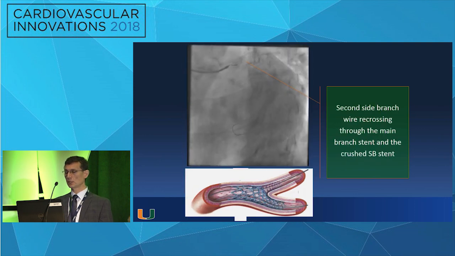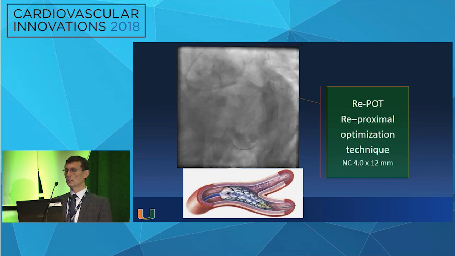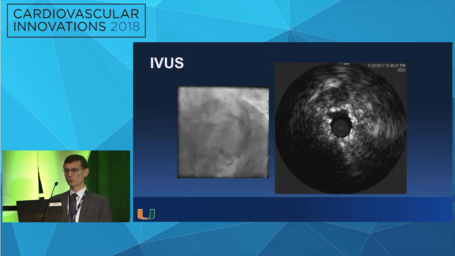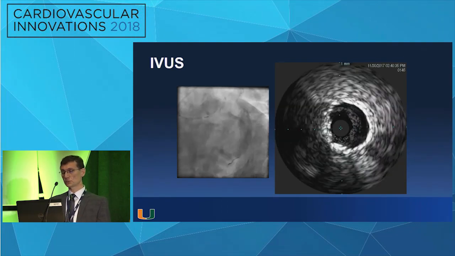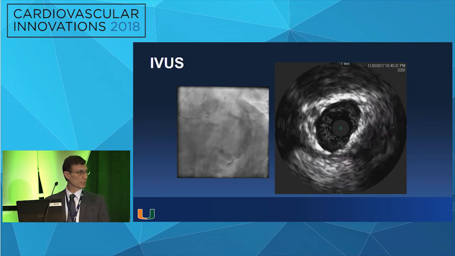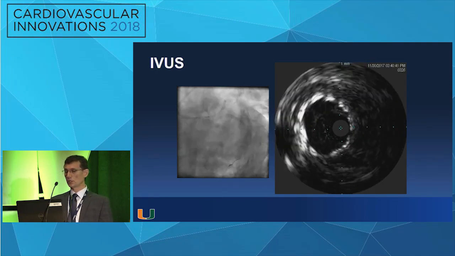I know it's complicated. Then we go back again with a wire to recross into, in this case, the circumflex. Second kissing balloon inflation. Then we repot just to make sure that we have good stent apposition and expansion in the proximal side. And this is the final IVUS. Sometimes you don't get to expand as much as you want because these vessels are really hard.